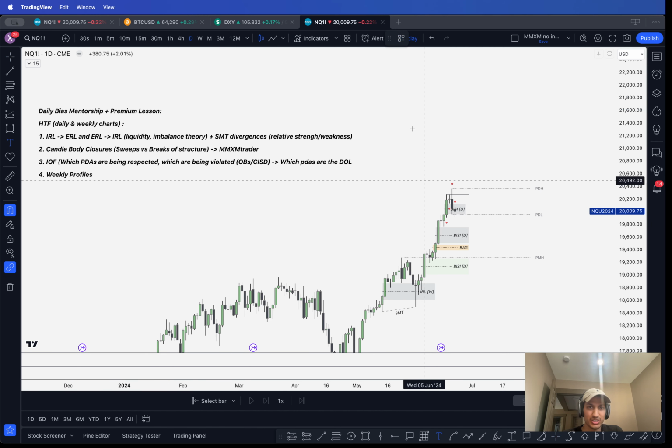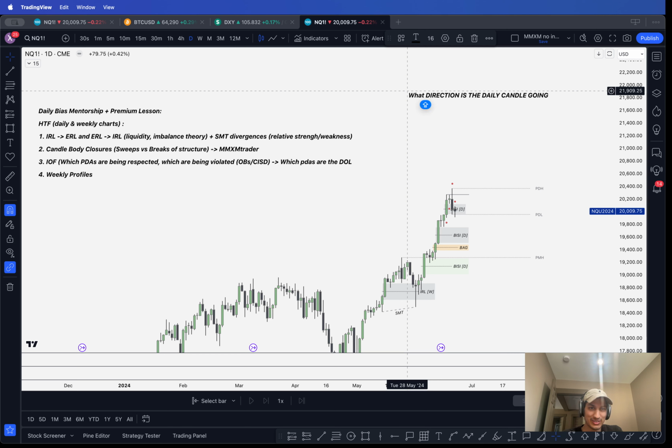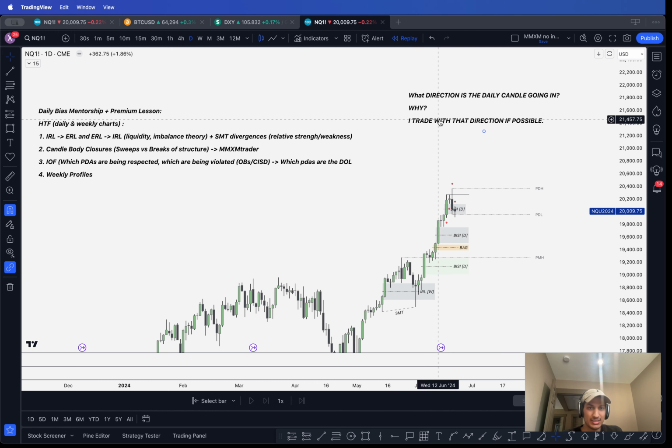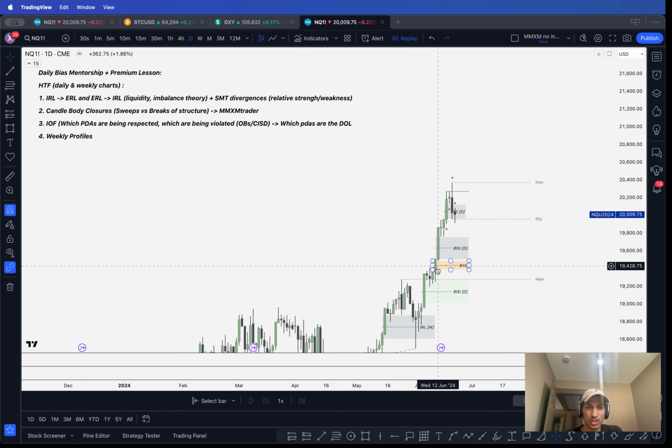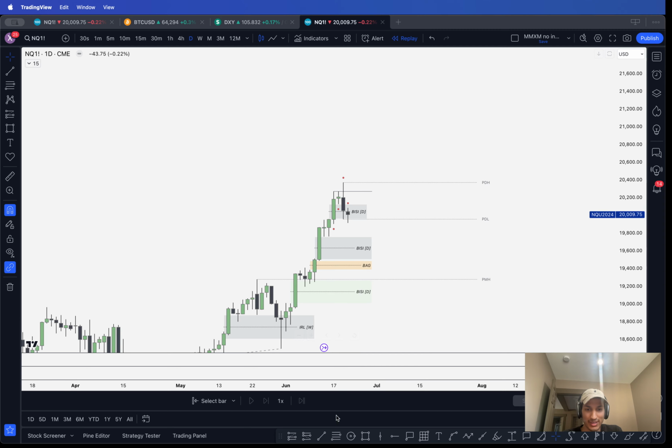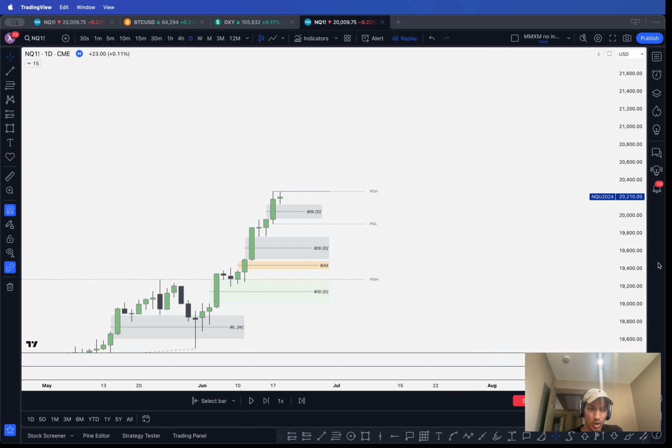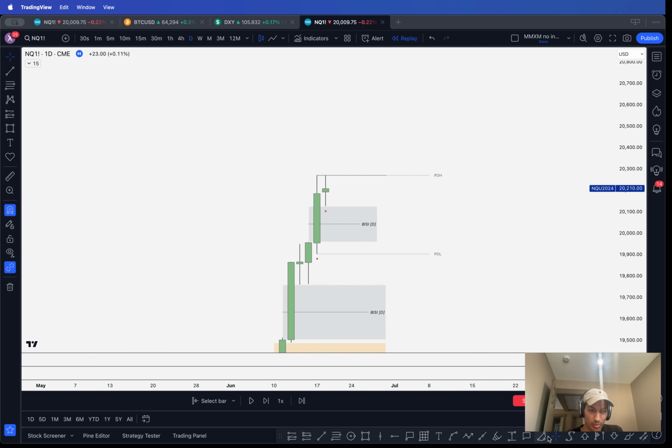The most important question in trading is, what direction is the daily candle going in? Why? I trade with that direction if possible. Right? There you go. You want to trade with that daily candle direction. And then you can start to build more nuanced arguments like we did here, right? On the Thursday, what did we say we want to do? We said, oh, we have a very clear 2-phase move that we want to see. We want to see manipulation of this daily high, and then we want to see distribution into this daily low.